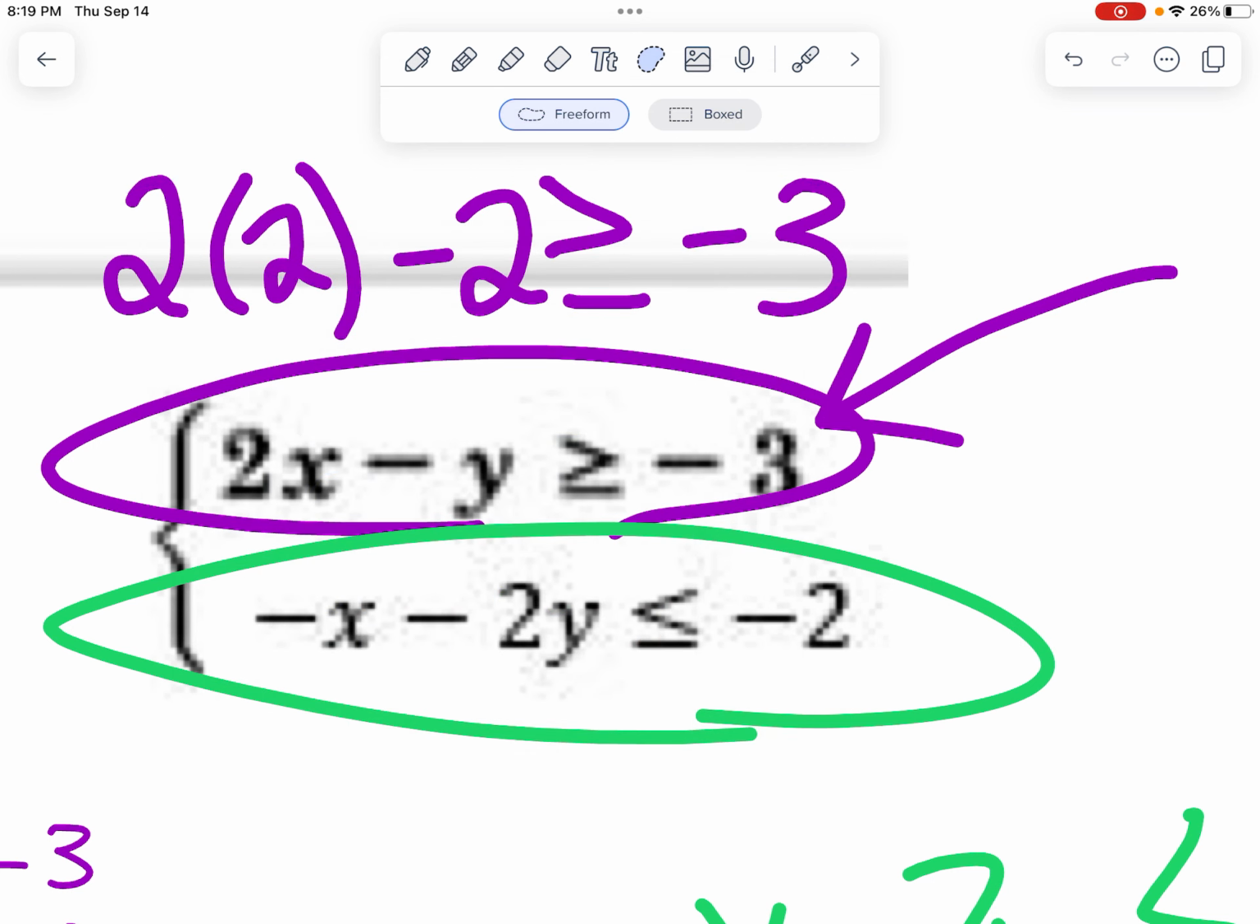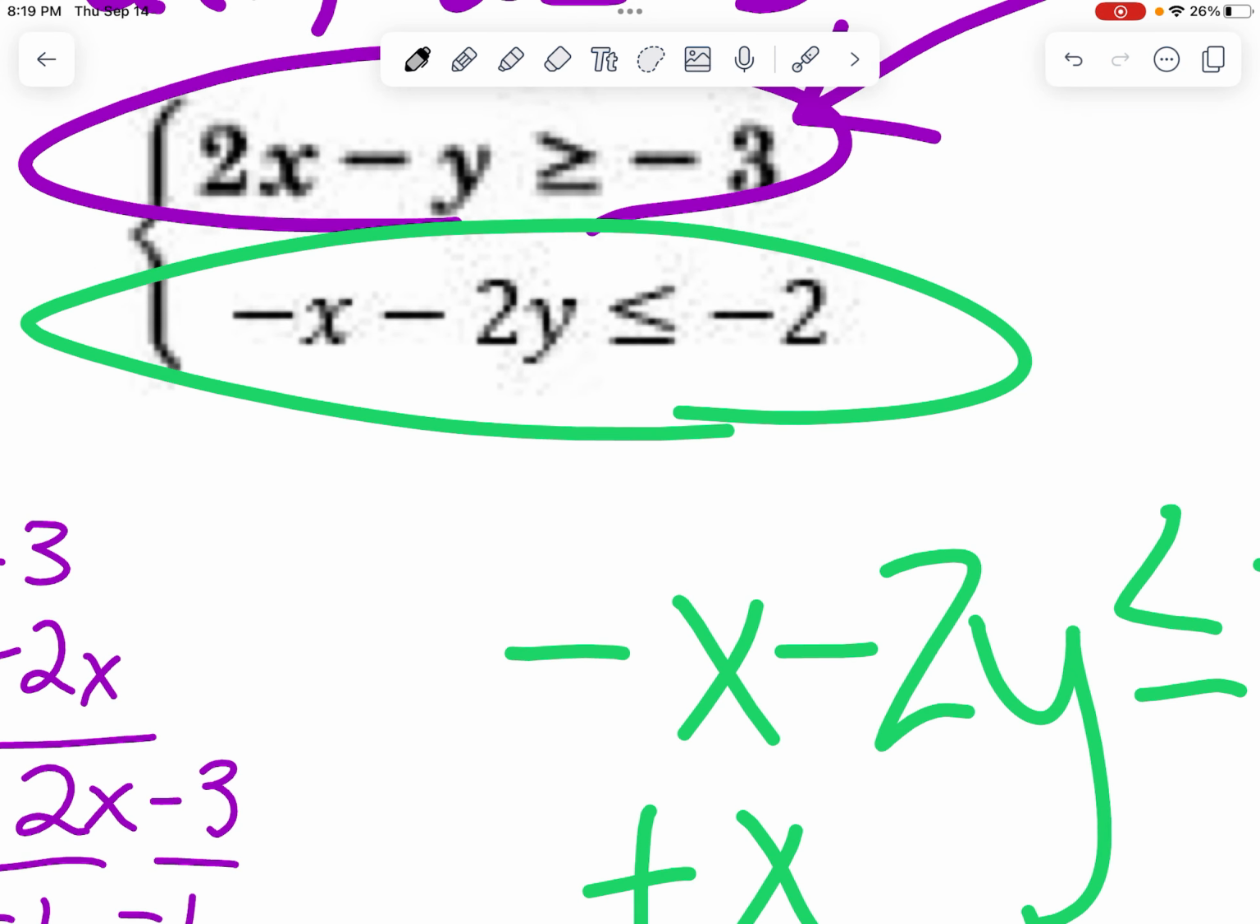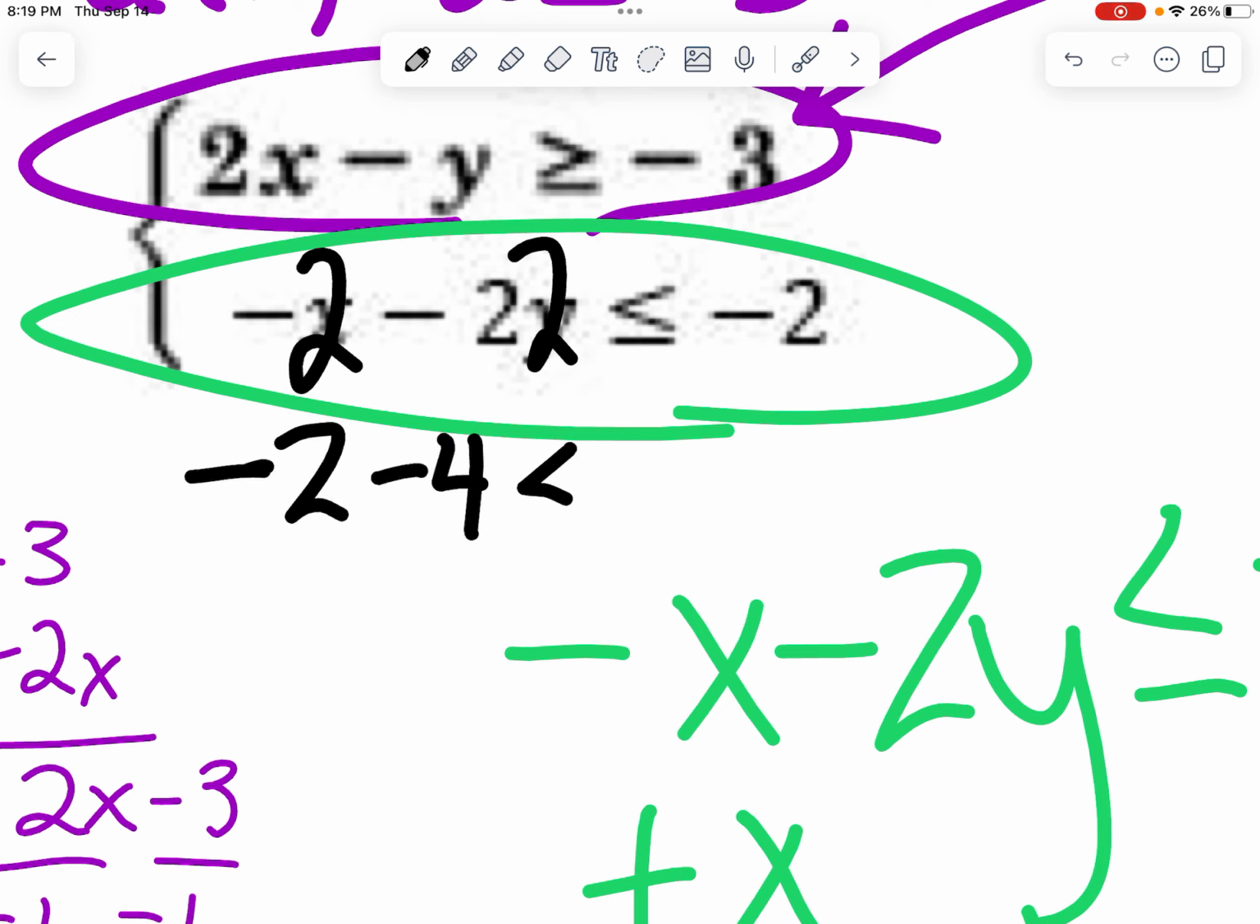Let's just check though, because that would be what, guys? That would be 4. This would be 4, take away 2, and that would be greater than or equal to negative 3. And if you plug 2, 2 in here, what would we get? We get negative 2 minus 4. And that's definitely less than negative 2.